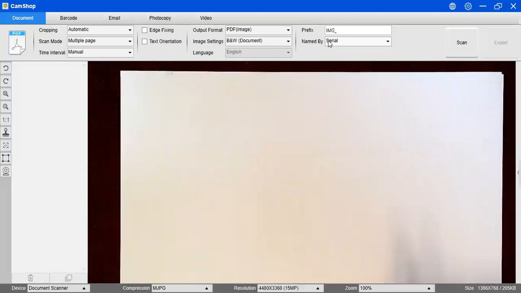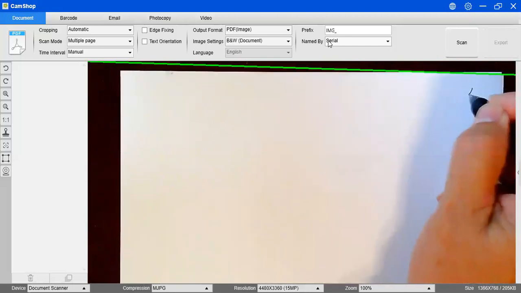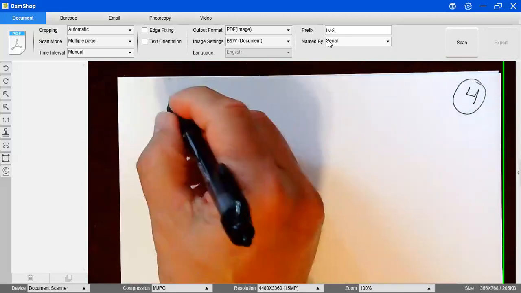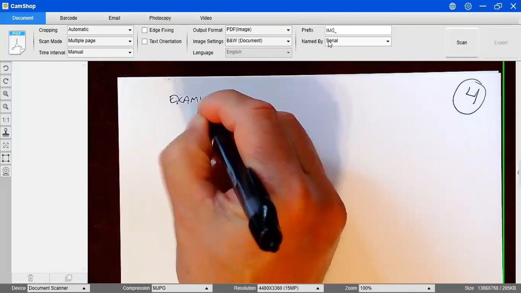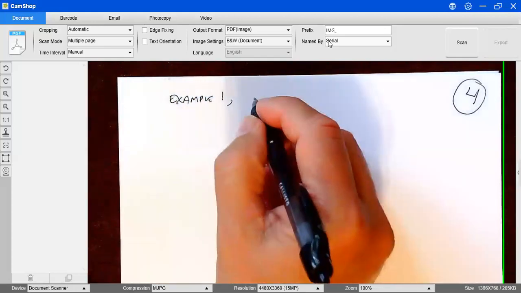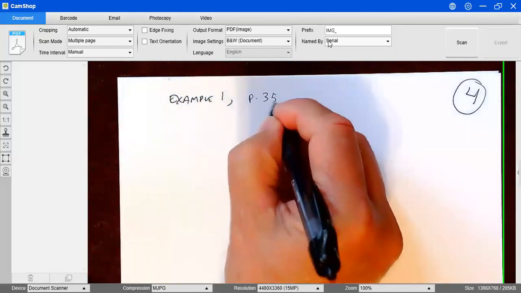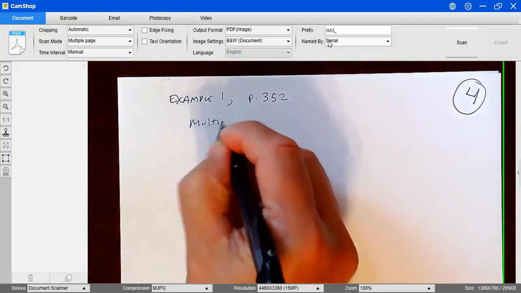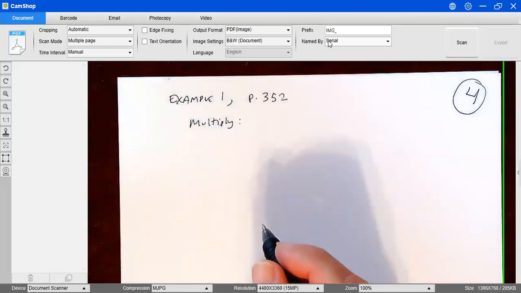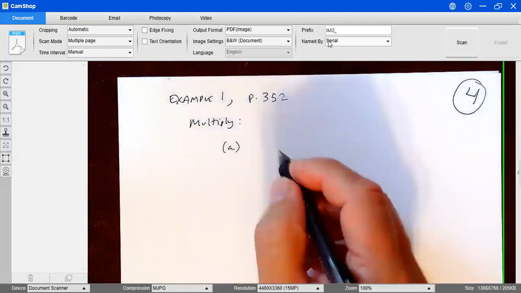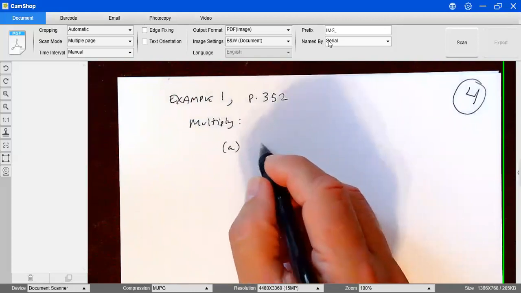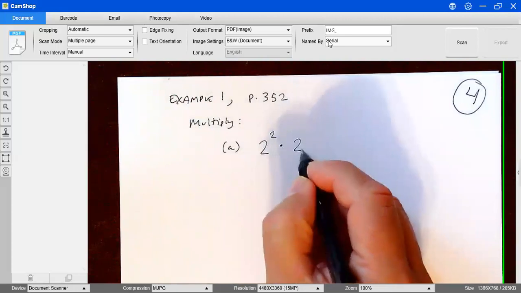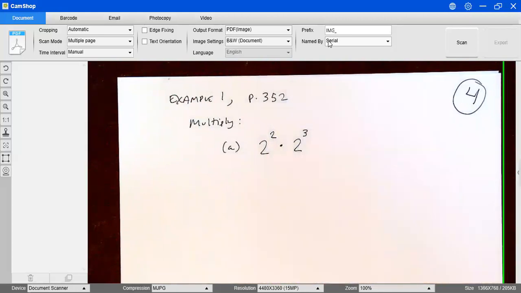So this is going to be example 1. I'm going to write here example 1 on page 352. So we're going to multiply the following quantities. So in the first case, I have 2 to the second power multiplying 2 to the third power.